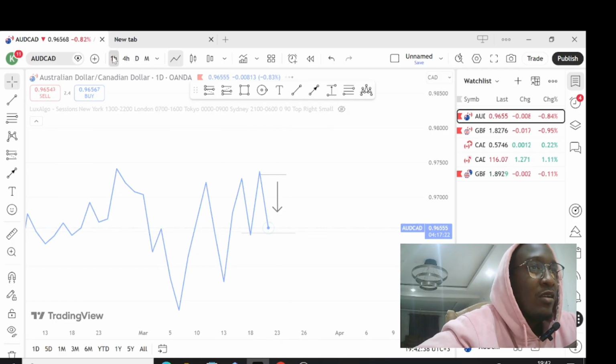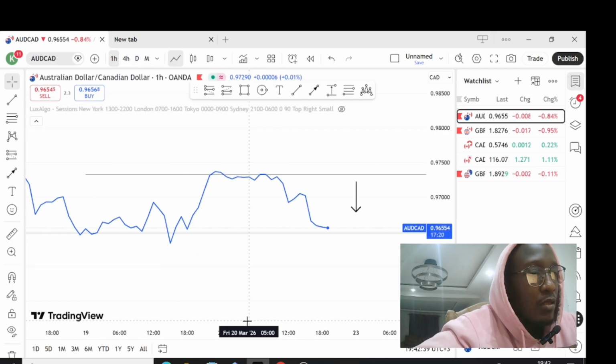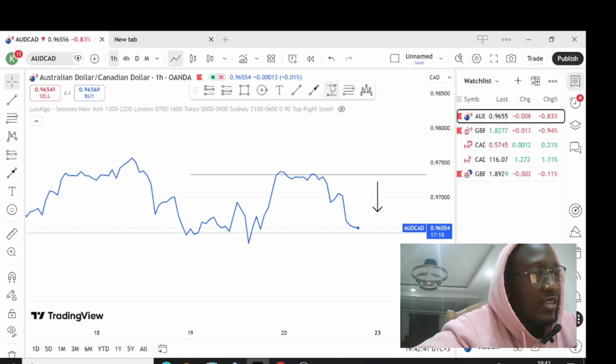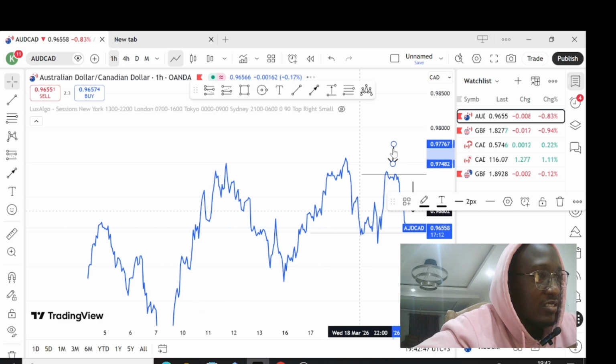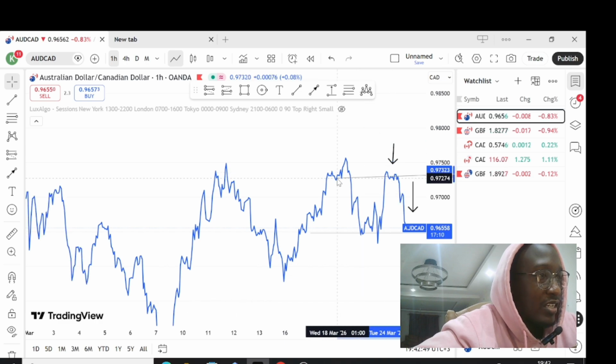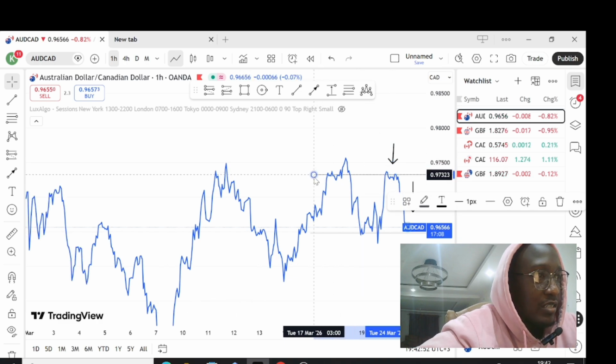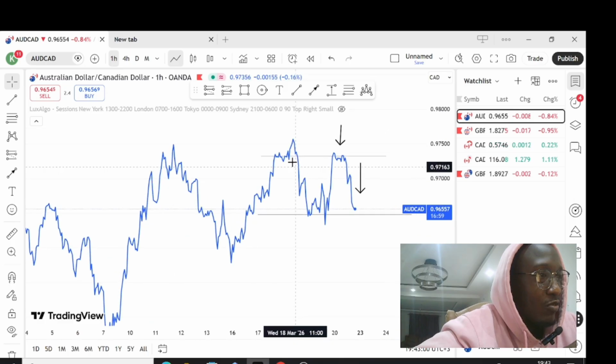Now on the 1 hour time frame, I was looking for a head and shoulder formation. Here is a head and shoulder formation. Sometimes you can even see it like this, and when you extend it like that, it's clear as day. This is the head, this is the left shoulder, and this is the right shoulder. I don't know if you guys see it: the head, the left shoulder, the right shoulder, and then it started dropping.